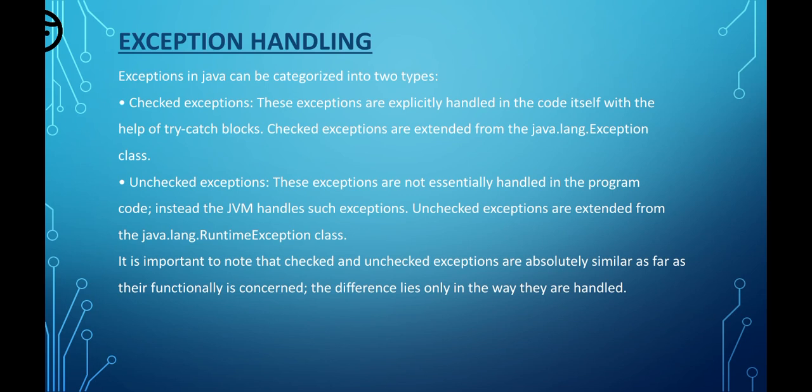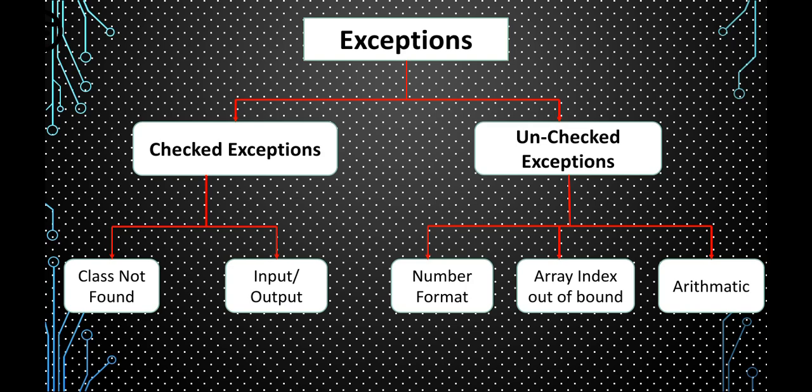Checked exceptions can be handled through code and try catch blocks, which we are going to do, whereas unchecked exceptions can be handled by the JVM automatically, so the programmer need not worry about that. Both are the same in the kind of occurrence, whereas the way we handle them is different. Here you could see exceptions divided into checked exceptions and unchecked exceptions.